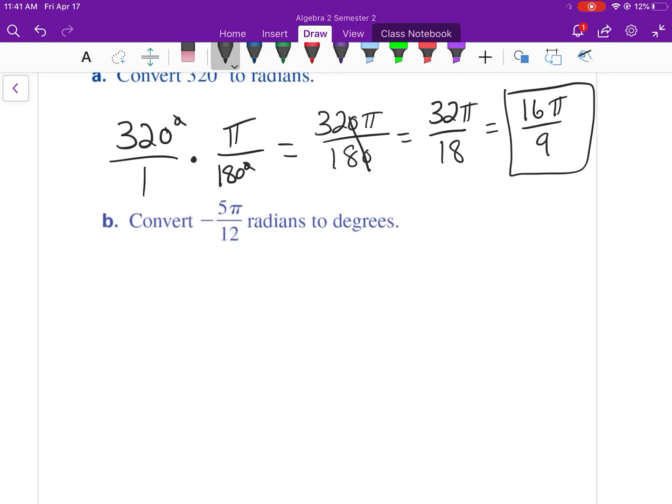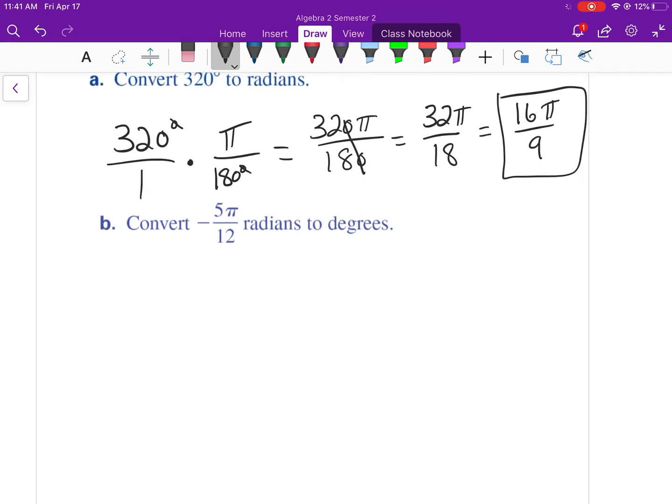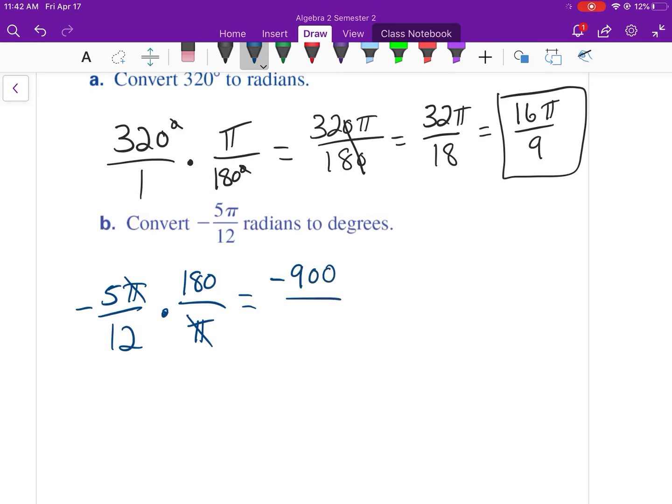Now going the opposite way. We have negative 5 pi over 12, and we need to multiply by our conversion factor. Since we're going from radians to degrees, I want to get rid of the pi. Pi over pi is going to cancel out, so we use 180 over pi. Multiplying across, we get negative 900 over 12, which simplifies, if you type it into your calculator, to negative 75 degrees. Again, if you're in terms of degrees, you need to have that degree symbol.